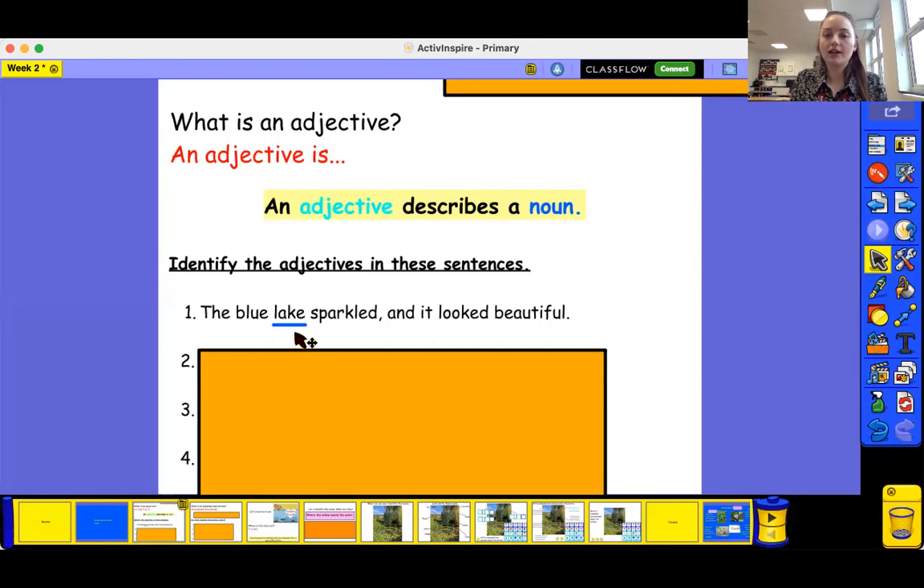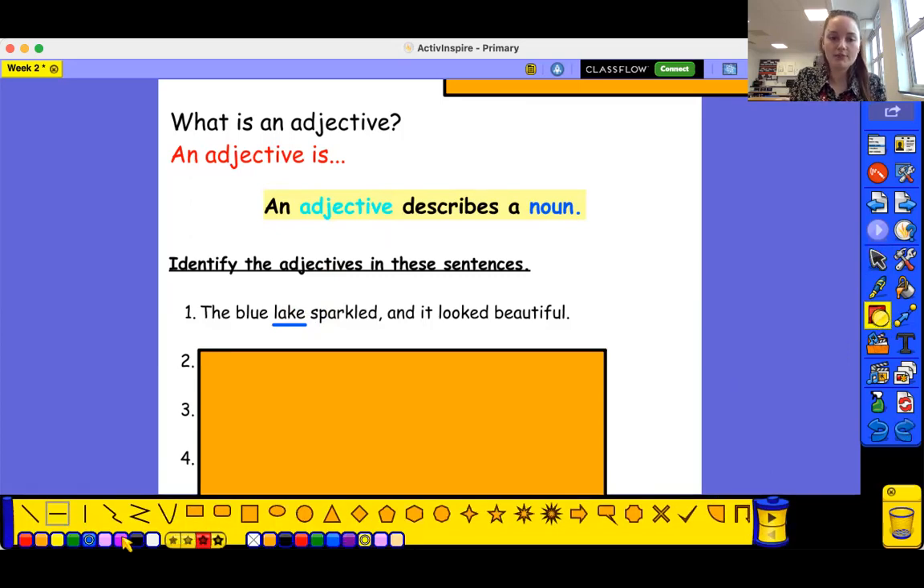I have underlined the noun in dark blue to help you, because we know that an adjective describes a noun, so the adjective must describe the thing I've underlined in blue. Can you help me find them? Thank you so much, Year 2.